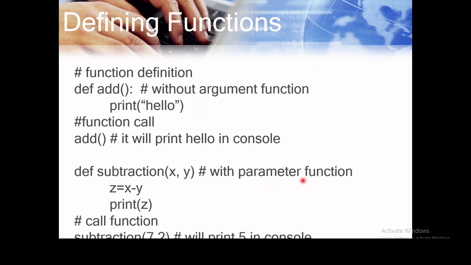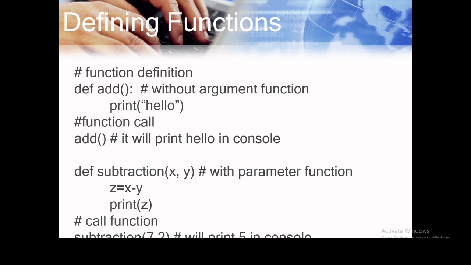Now the function with a parameter or argument is this one. Suppose def, then the name, inside the parenthesis you have to pass the argument. After this is the body of the function. Inside this you write your code, whatever you want. Suppose I have written z is equal to x minus y, then I have printed z. That means this x and y, as I told you, the definition of parameter, are the input values to the function. So you have to pass x and y during calling of the function.